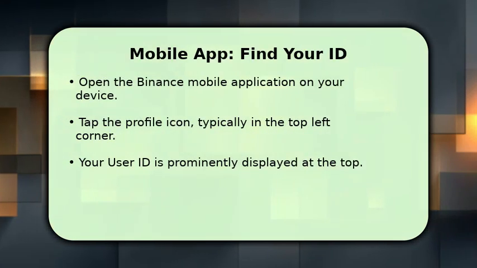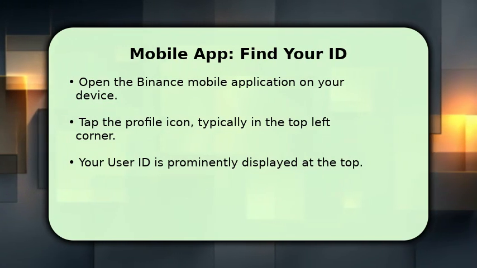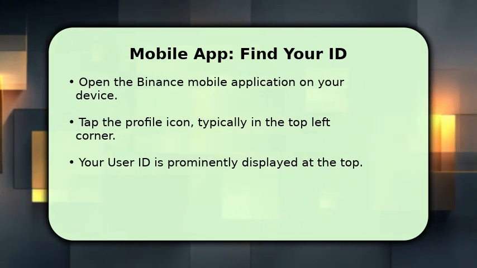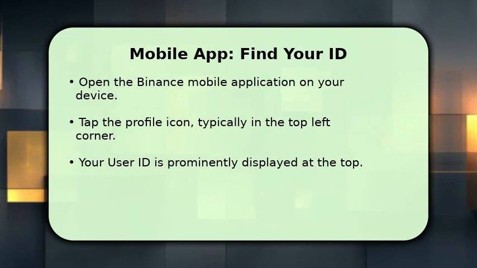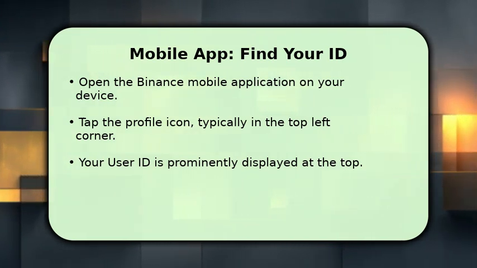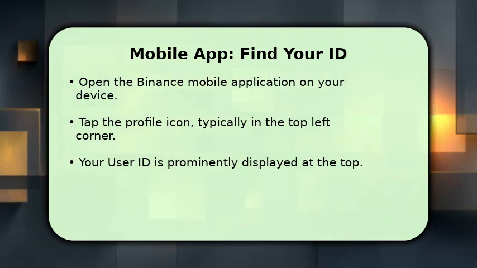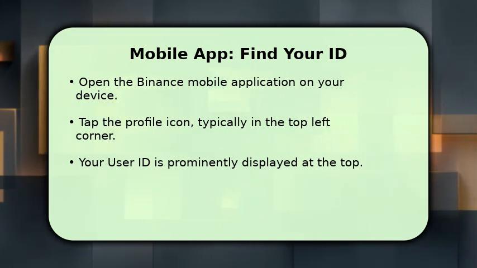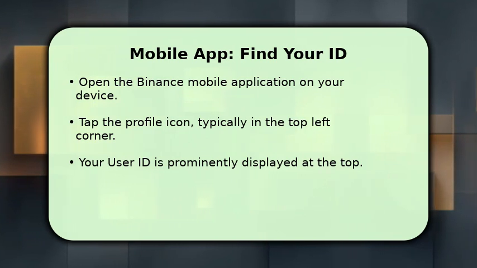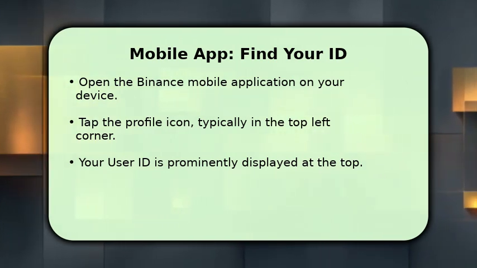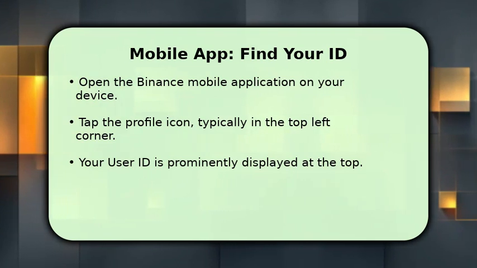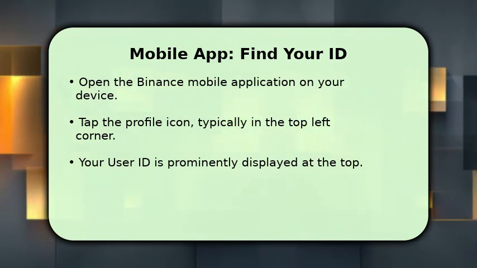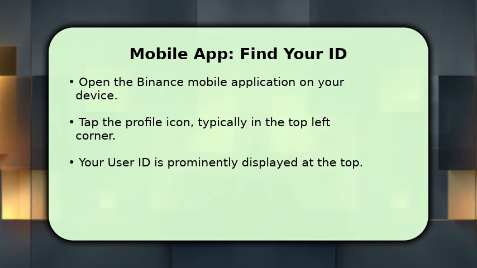For those using the Binance mobile app, finding your user ID is just as easy. Open the Binance application on your smartphone or tablet. Then, tap on the profile icon, which you'll usually find in the top left corner of your screen. Once you tap it, your personal user ID will be prominently displayed right at the top of the profile page. This makes it super convenient to access on the go.